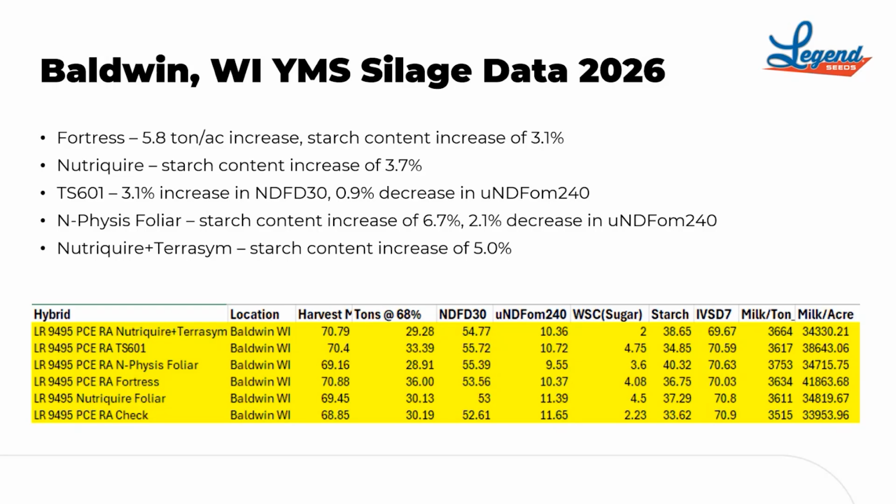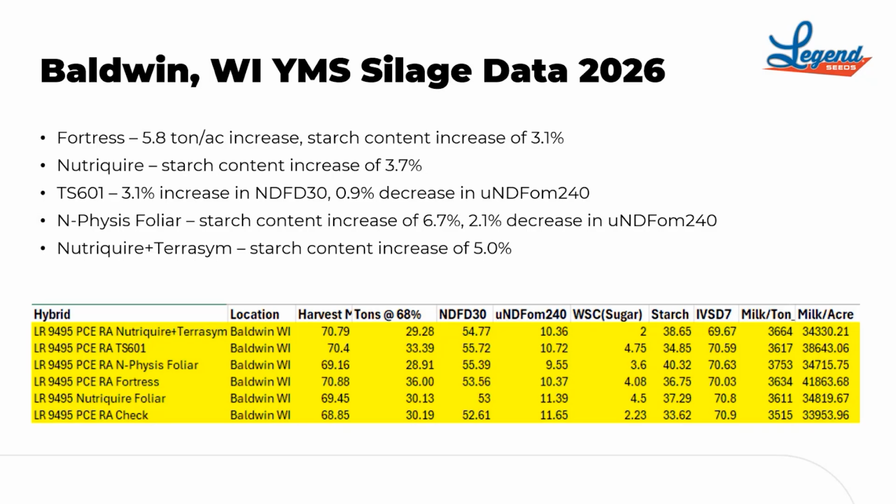The NutriQuire side, starch content increase of 3.7. That's coming just from obviously the yield side. I don't have the exact yield numbers. I want to say at Baldwin this year, NutriQuire was 13 bushel. So if you do the back math, and I'm not about to do that on here, on a 25-ton corn silage, it ends up being ballpark that. So kind of nice to see those two things overlay.